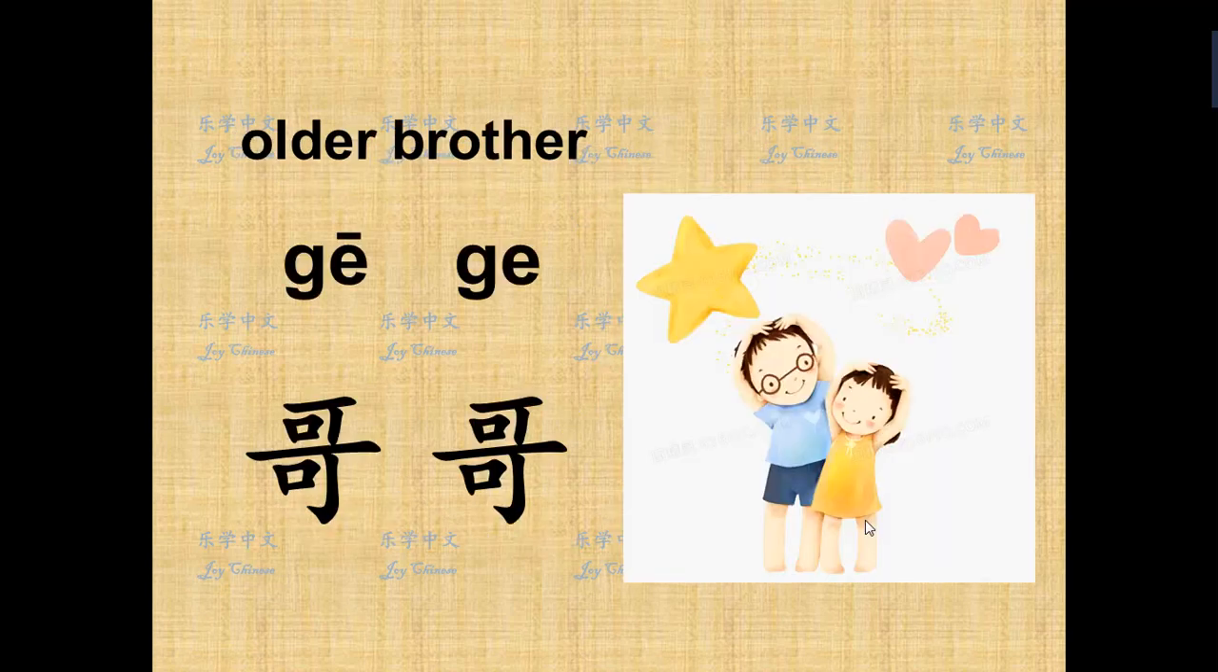Okay, here I will present several important noun or verb for you to learn. The first one is ge, ge, ge. Is brother older than you. So we have older brother or younger brother. Here is for older one. Ge.